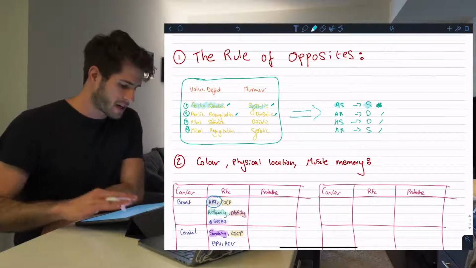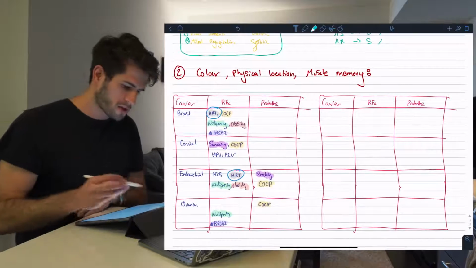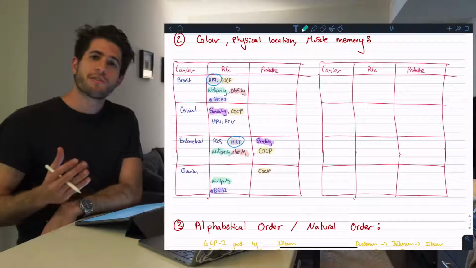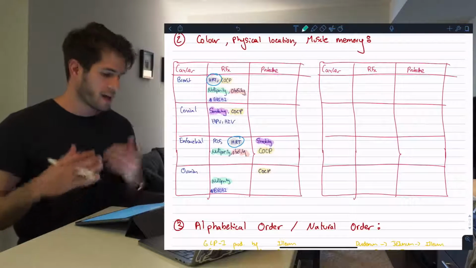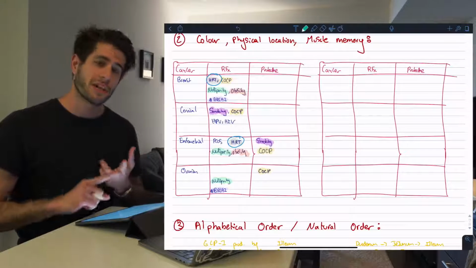Let's move on to the second one now, which is talking about color, physical location, and muscle memory. This table contains 4 different types of cancer, and their different risk factors and protective factors.